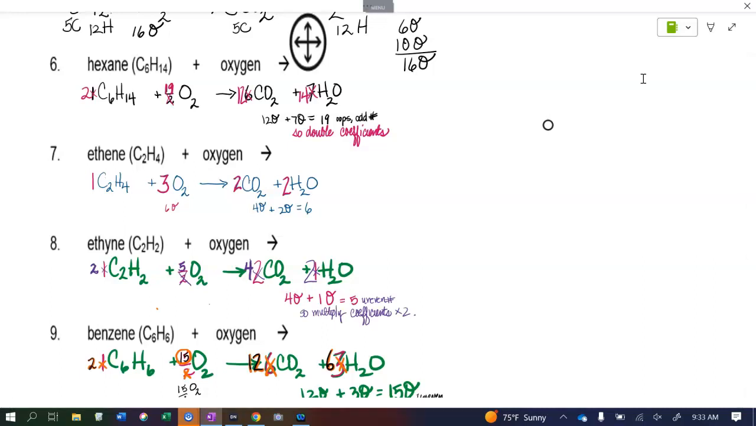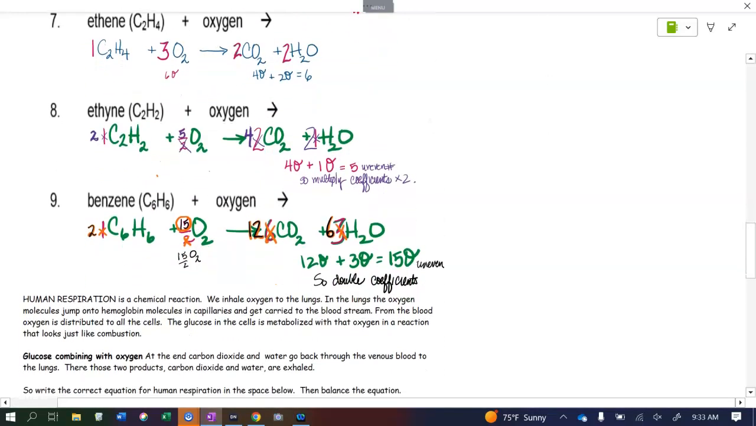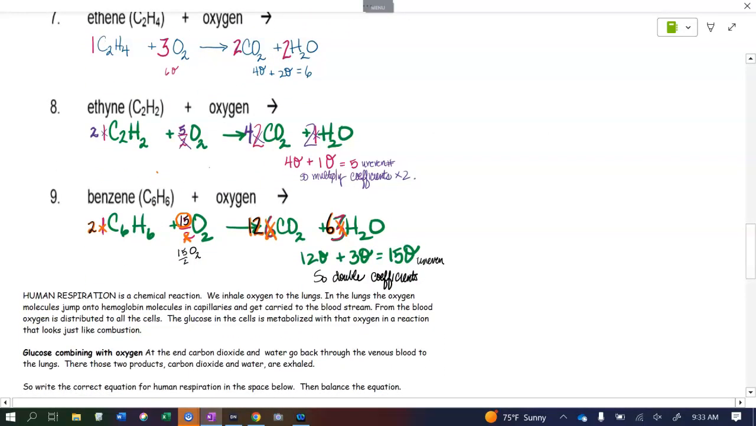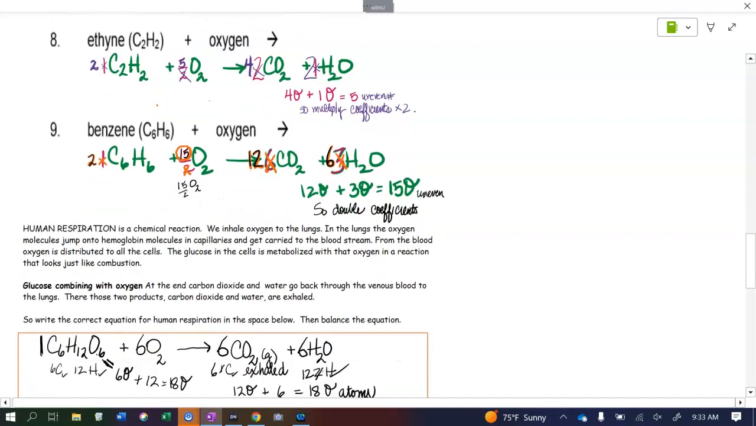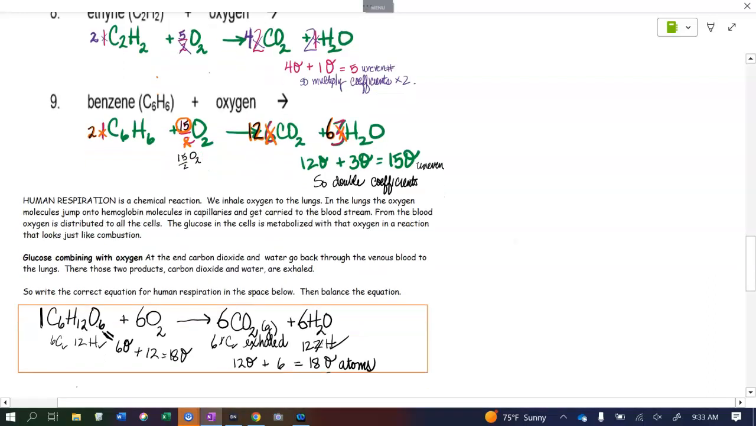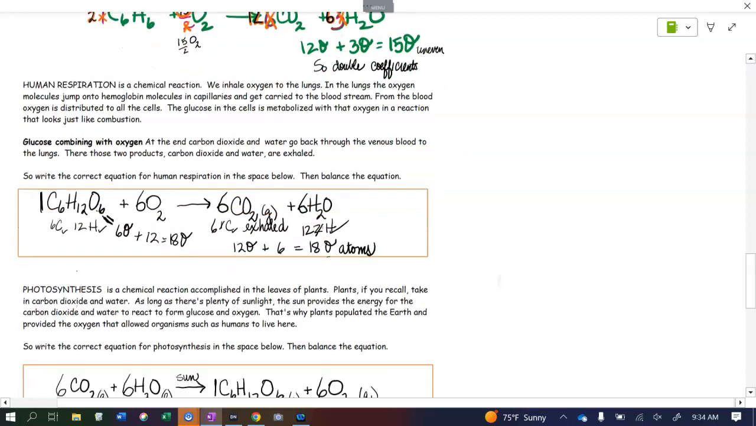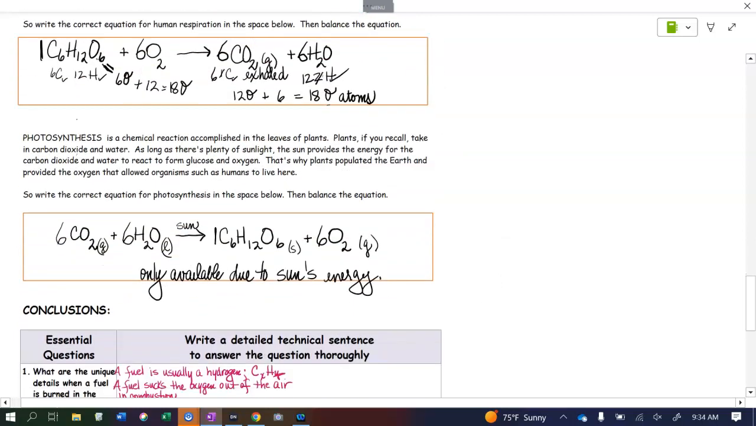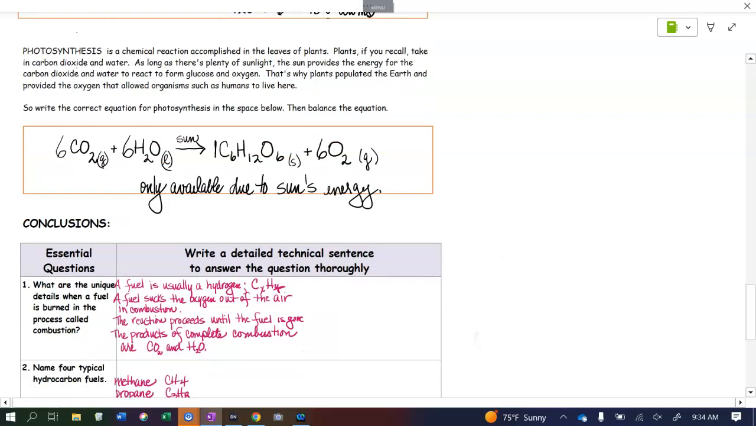In all of these, carbon dioxide and water were the products, and it was always a fuel, a hydrocarbon fuel, combining with oxygen. Number 8, the coefficients were 2, 5, 4, 2. And finally, benzene, number 9, 2, 15, 12, and 6. The content library will have these so you can look them up. And then we actually practiced on photosynthesis.